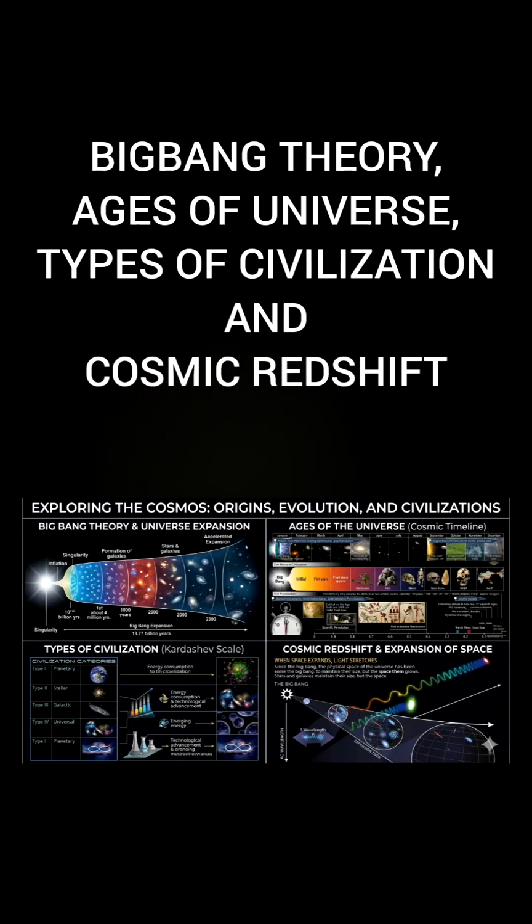3. Gravitational redshift. This occurs when light tries to escape a strong gravitational field, like that of a black hole or a massive galaxy. As the light climbs out of the gravitational well, it loses energy, which causes its wavelength to stretch and shift toward the red.